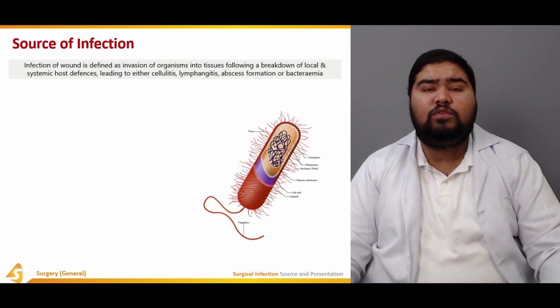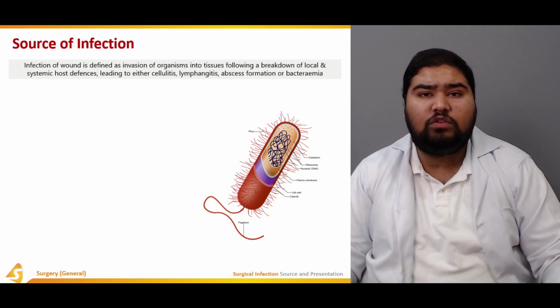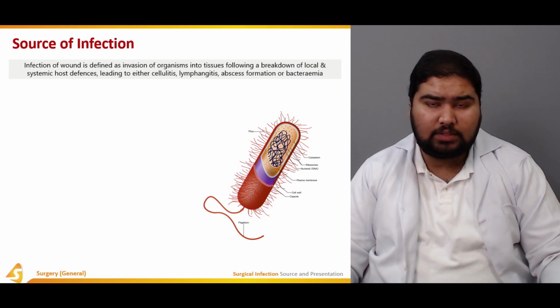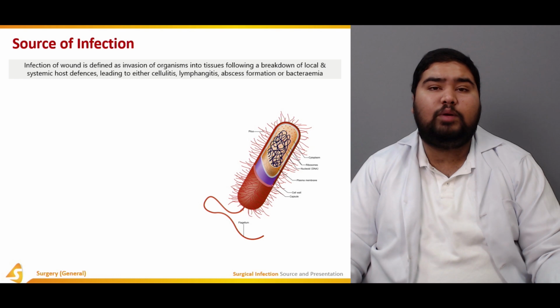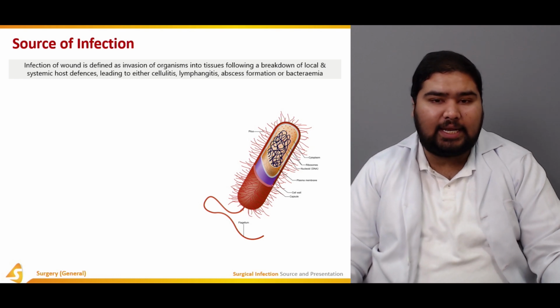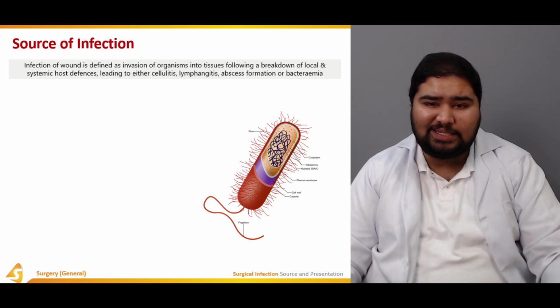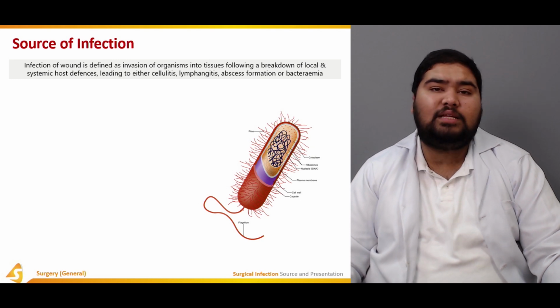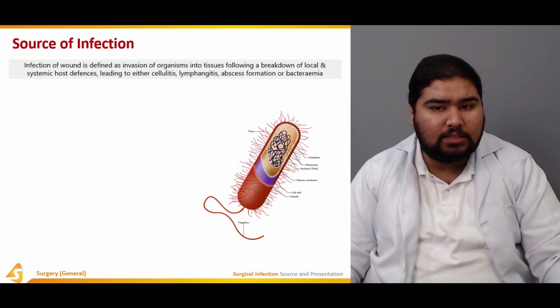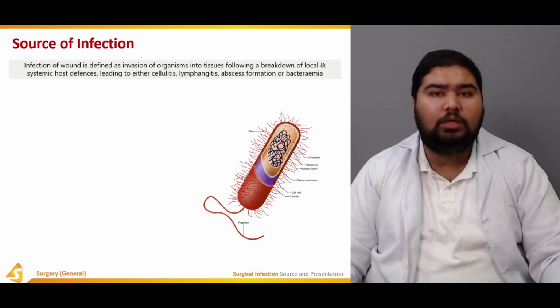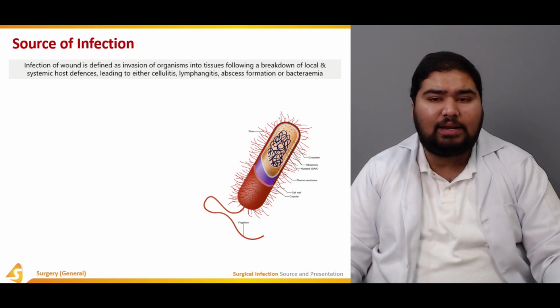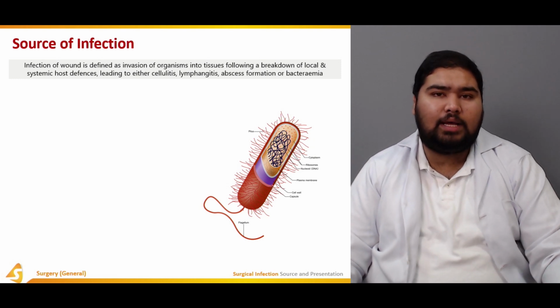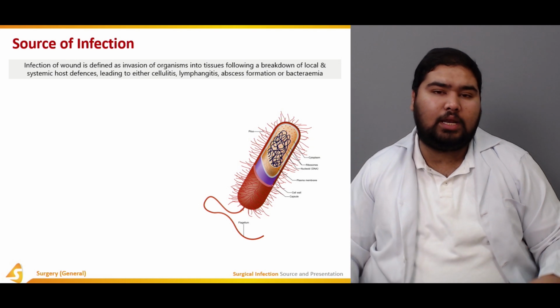So infection of a wound is defined as invasion of organisms into tissues which follow a breakdown of local and systemic host defenses, which can lead to either cellulitis, that is inflammation of the cells, lymphangitis, that is inflammation of the lymphatic vessels, or abscess formation, which is a collection of pus in an area, or bacteremia, which is the presence of bacteria in blood.